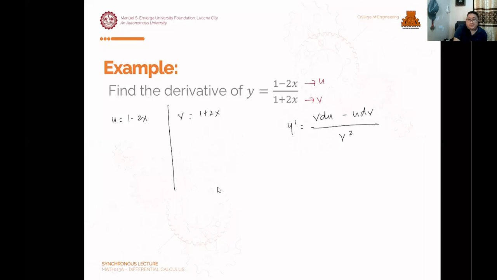Sir, ano nga po ulit yung magiging base squared? V squared yung ilalim. Yung denominator natin. Kung ano yung naka-letter V natin. Ay, yung V natin is 1 plus 2x. So, i-squared mo lang yung 1 plus 2x.